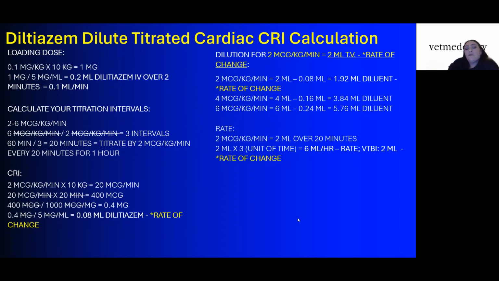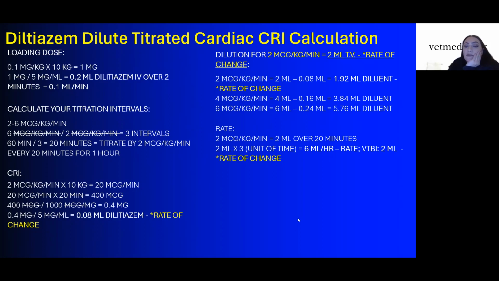The dilution for 2 mics per kg per minute equals 2 mils total volume, which is a rate of change. That would be 2 mils minus 0.08 mils diltiazem volume equals 1.92 mils diluent volume. Again, rate of change. To get the rate, 2 mics per kg per minute equals 2 mils over 20 minutes.